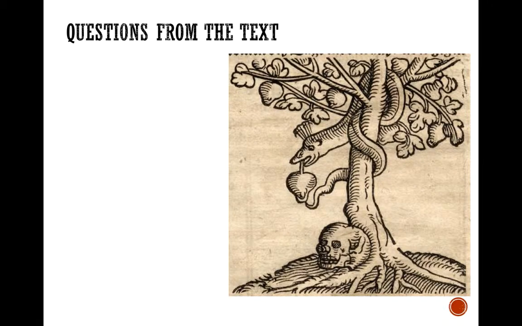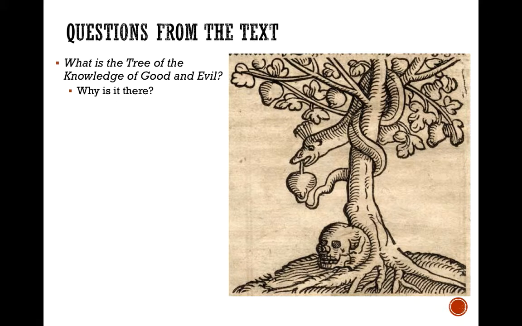So what kind of questions does the text raise? If you were to read through Genesis 3, and I want you to, if we were having a face-to-face course, what I would do is have you read the text, and then I would ask you, what questions pop up? What questions do you have as you actually read it and hear the text? One of the questions that always pops up in this context is, what is the tree of the knowledge of good and evil? And why is it there? Why does God put it in the garden?